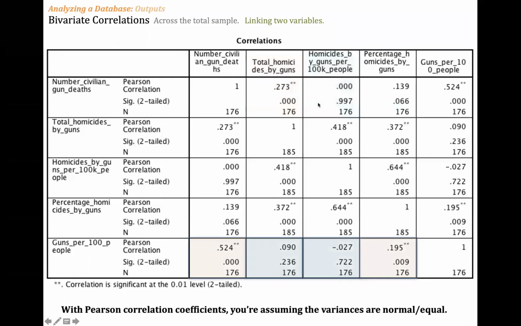So there's nothing there. Go down here, guns per 100 people. Does it relate to number of civilian gun deaths? Yeah, pretty strongly. An R value of 0.524, p-value of less than 0.001. So there's less than a 0.1% chance you would have observed a correlation this strong or stronger. Over here, not much going on. P-value is insignificant. It's positive, the correlation, but it's insignificant. Over here, negative correlation, but insignificant. And over here, positive correlation and significant. So there's a 0.9% chance we would have observed an effect this big or bigger, of this magnitude or greater than that, if the null hypothesis were true.